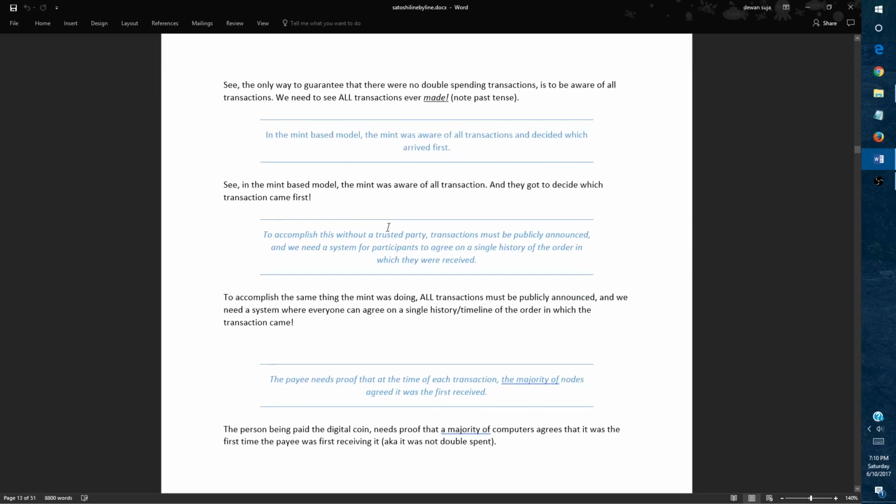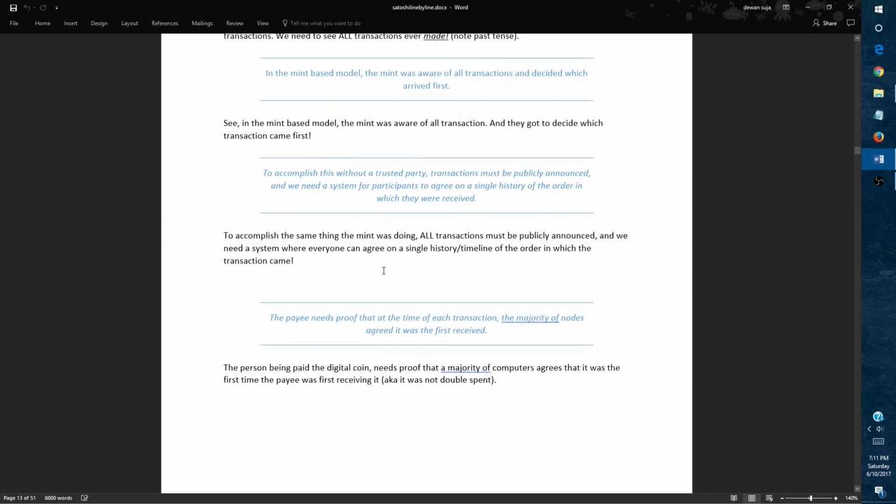In the mint-based model, the mint was aware of all transactions and it decided which arrived first. So in the mint model, in the trusted third-party model, the mint was aware of all transactions and they got to decide which transaction came first. They got to decide the order of transactions, if you will. The chronological order of transactions. Where have you heard that line before? Oh, it was somewhere in the introduction.